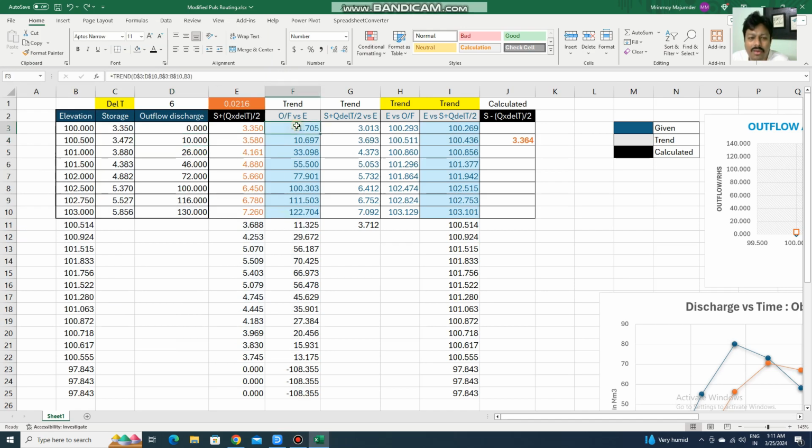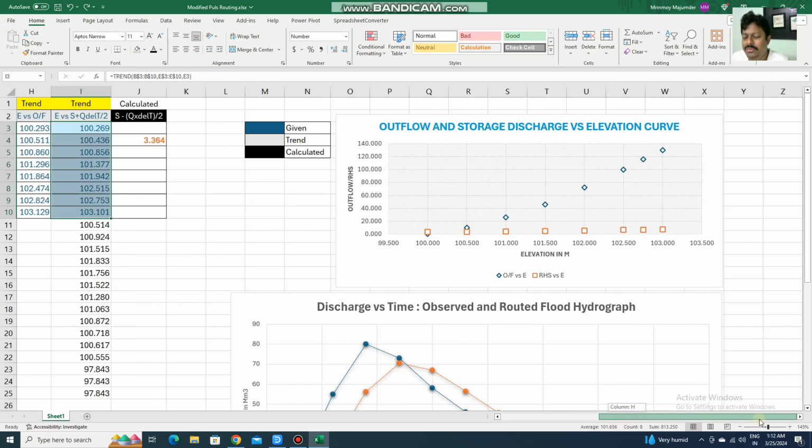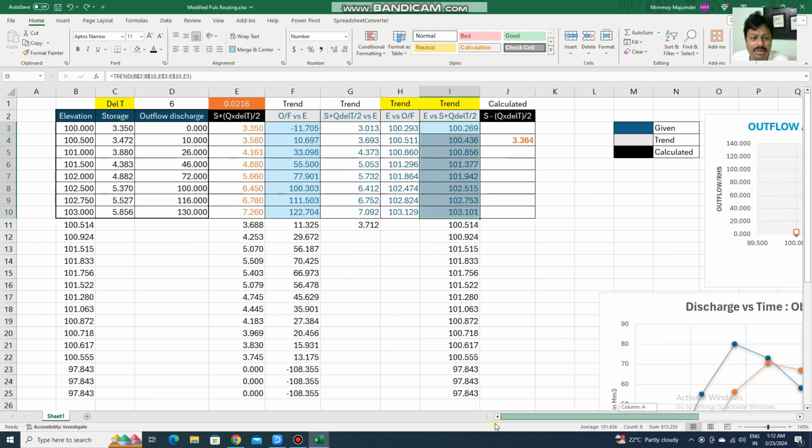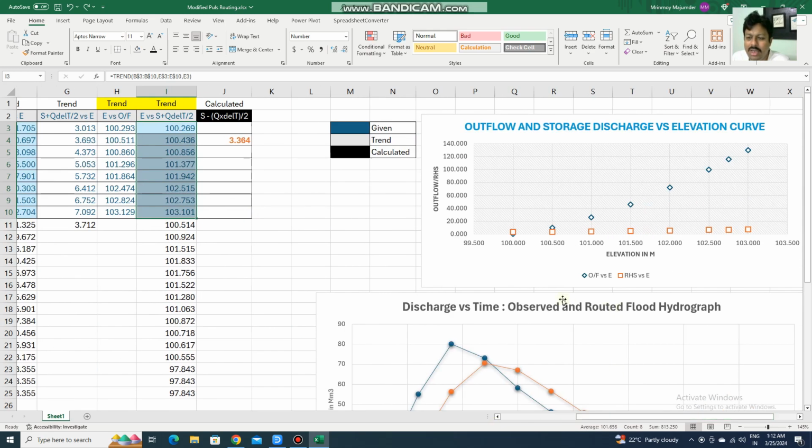So for the first one, outflow versus elevation, and for the second one, elevation versus RHS. That means you will just reverse it. Elevation versus RHS. Either you use the trend function or you use this slope method that I have discussed just now. Or otherwise you can also use that purely graphical method, because let us say for 100.5, this is 100.5.